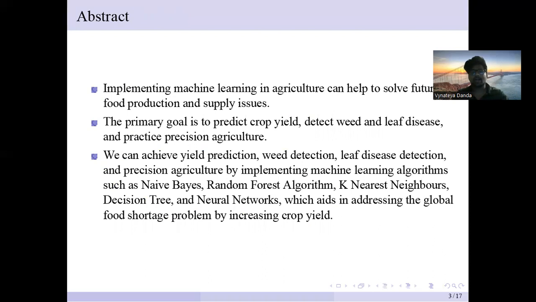And also we can achieve yield prediction, weed detection, disease detection, and precision agriculture by implementing different types of machine learning algorithms such as the Naive Bayes algorithm, random forest algorithm, KNN, which is the K nearest neighbor algorithm. We are also using the concept of decision trees in machine learning, and also neural networks like convolutional neural networks, and so on, which aids in addressing the global food shortage problem by increasing the crop yield prediction.